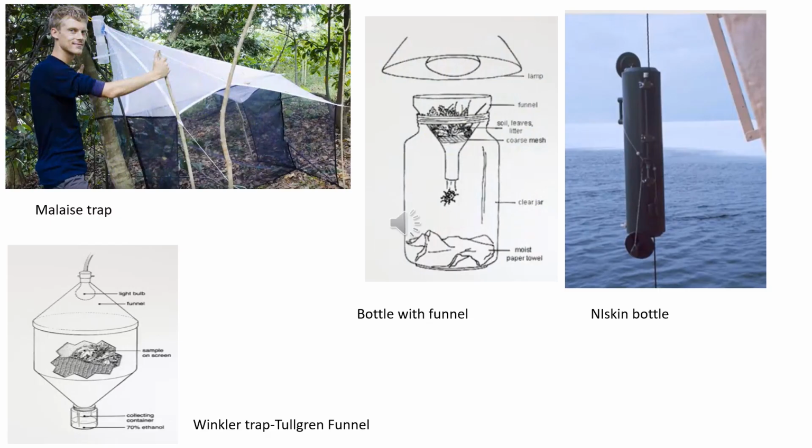There are other systems like a bottle with funnel, Winkler trap, Niskin bottle. All these systems use special traps with lights. Sometimes they have nets or small other traps to catch tiny animals. They are collected and then identified. There are other systems such as the Malaise trap that collect samples, and they look simply like a camping tent, and samples can be collected in various places.